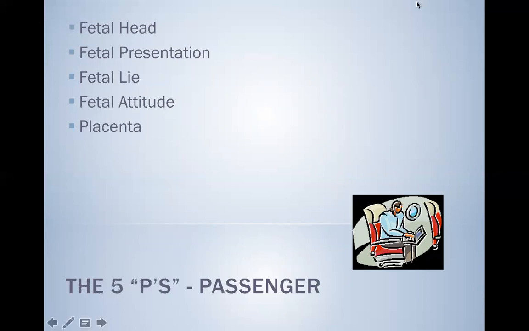So when we talk about the passenger, we're talking about the baby. So the baby is our passenger. So what do we need to consider when we're discussing the baby? First, we're going to want to talk about the baby's head because that's going to be the presenting part in 99.9% of vaginal births. And then we're going to talk about the fetal presentation, the fetal lie, the fetal attitude, and the placenta.